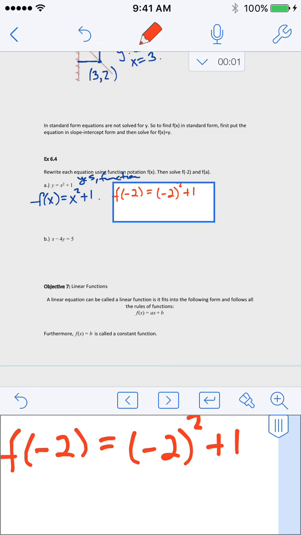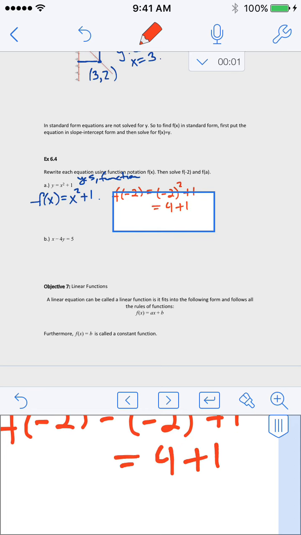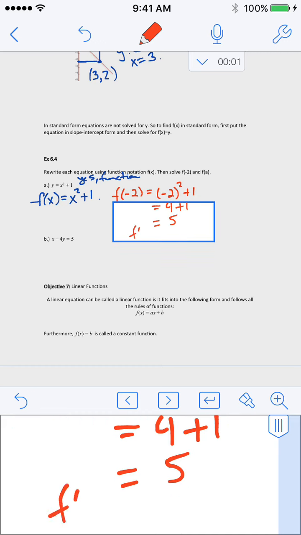Alright, let's simplify this a little bit. Negative 2 squared is negative 2 times negative 2, or positive 4. And so f of negative 2 is equal to 5.